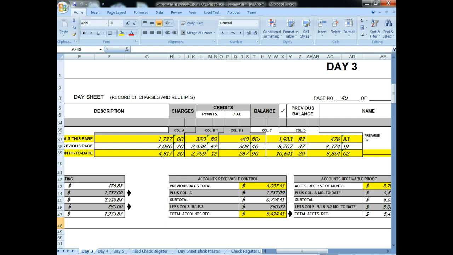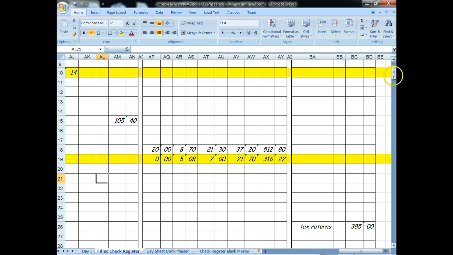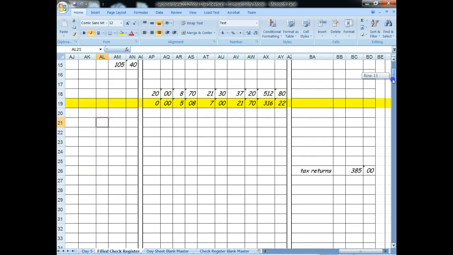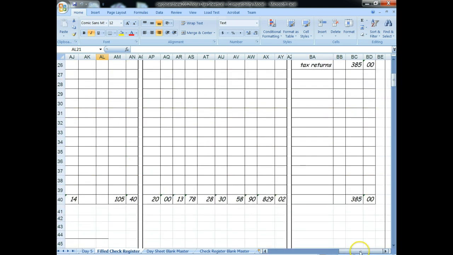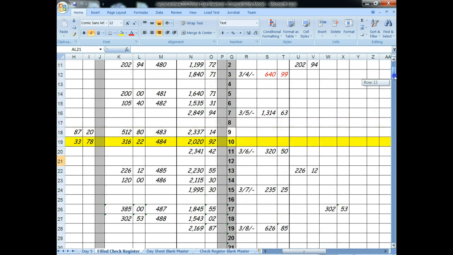The check number that you should be using is 483, and let us read the job number. It's page 92 in your book, job number 312.